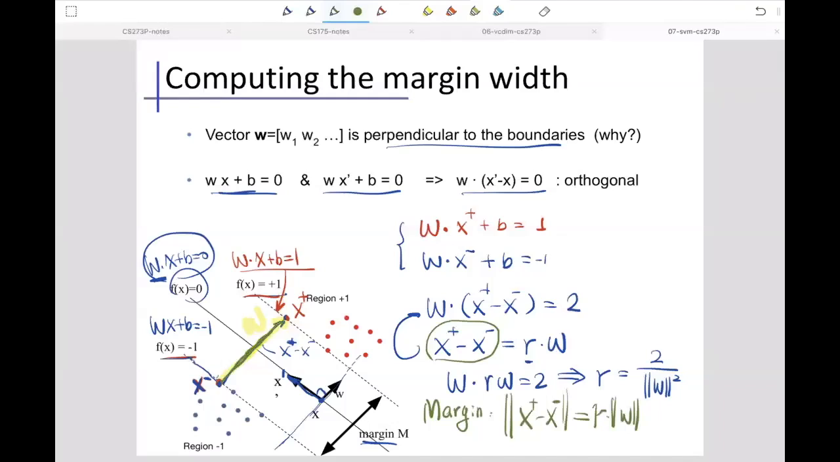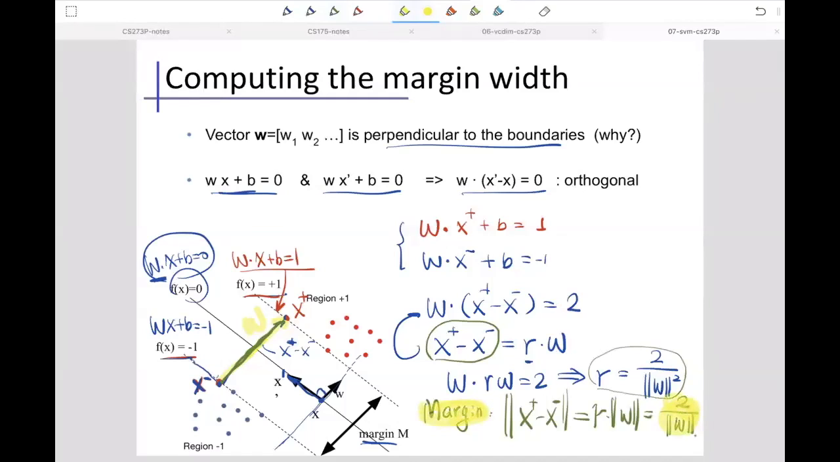Now you can see r is equal to 2 divided by the square of the norm, and then you times w here. Then you conclude that the margin is going to be equal to 2 divided by the norm of w. Okay? So that's the key thing we want to talk about. The margin here is equal to this quantity. All right, so that's the math we talked about so far.